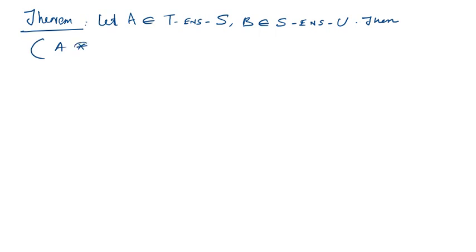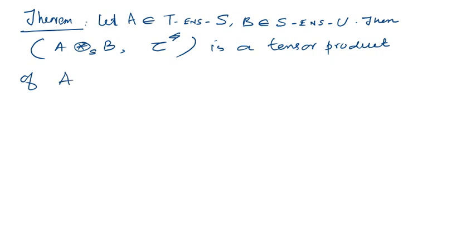Let A be a bisystem, it belongs to T, E and S, and B belongs to S, E and S, U. Then the pair A tensor B over S with this map tau natural is a tensor product of A and B over S.